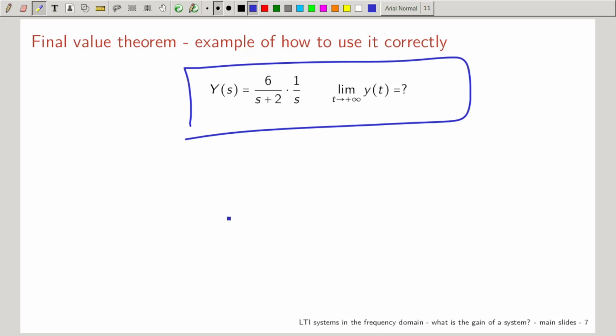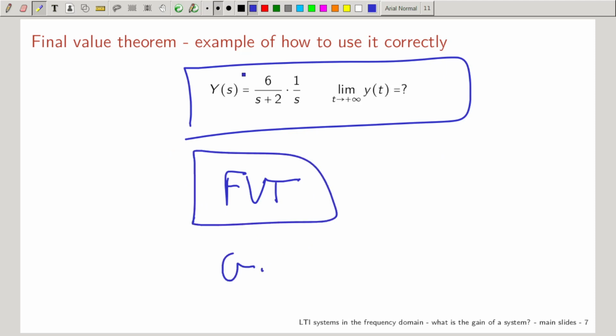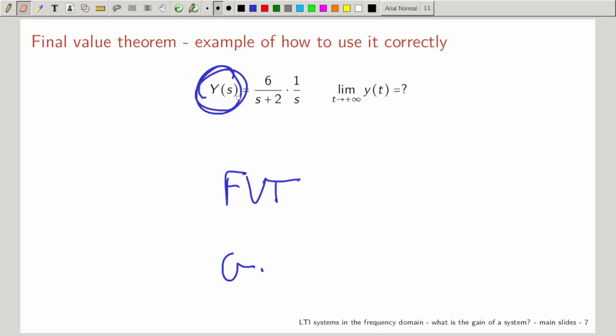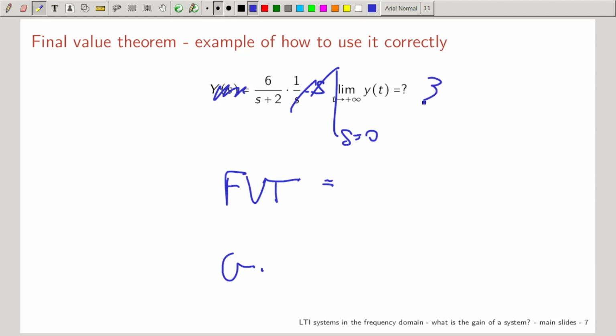Okay, so from the voices that I hear, there's a little bit of confusion. Let me clarify. We saw two concepts. We saw final value theorem, and we saw also the gain. Final value theorem is: I have a signal, I take the signal. If I can apply the final value theorem, I multiply times s and I evaluate in 0. Okay? This is the final value theorem. Whenever I give you a signal, this is going to be times s evaluated in s equal to 0. In this case, 3. Okay?